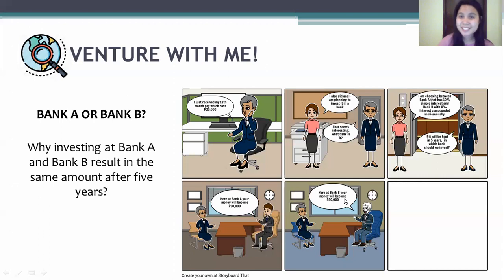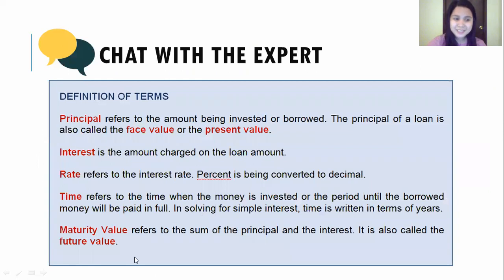The main question is, why is investing at Bank A and Bank B result in the same amount after 5 years? We'll learn more about that in this lesson and in the next lesson on compound interest. For this morning, let's learn about interest, simple interest. The first term is principal.